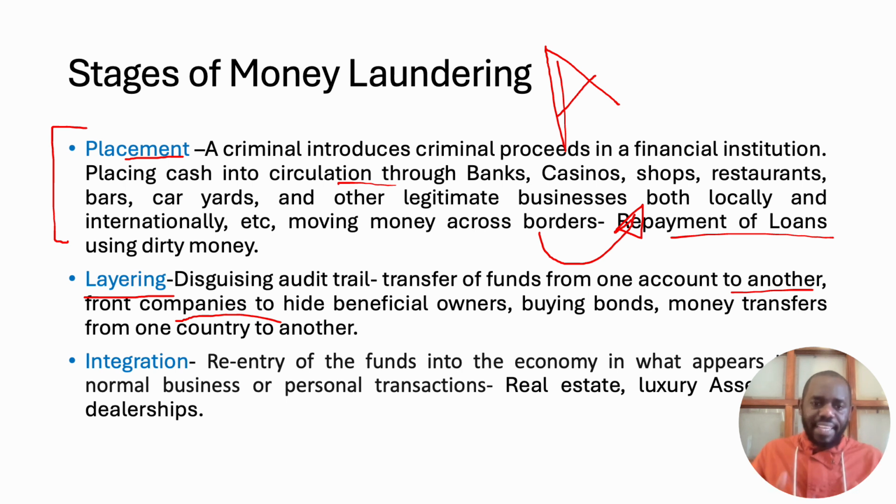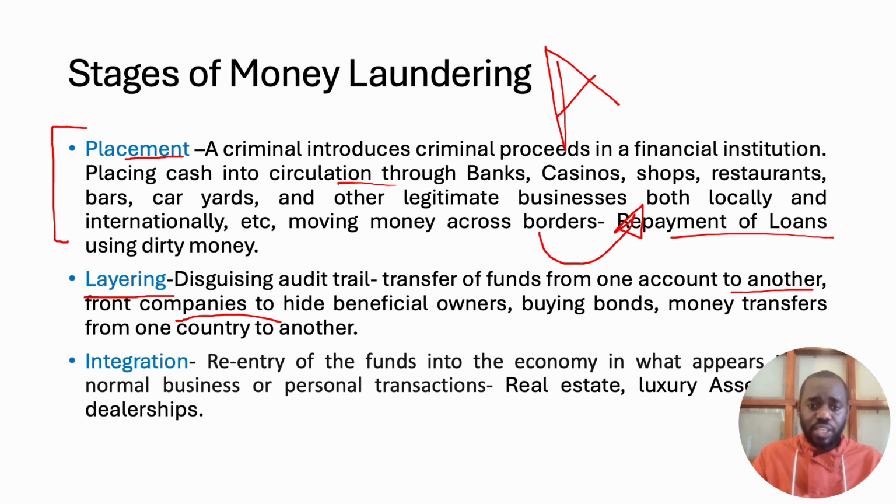So the whole idea of layering as a stage of money laundering is that a criminal is trying to distance themselves from where they actually got that illegal money through various transactions, buying off certain bonds, investing in companies that operate without actually knowing who the exact owner of that company is.